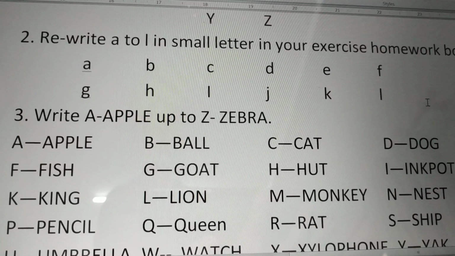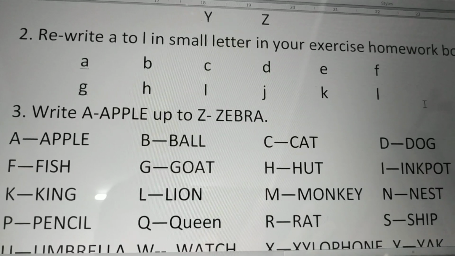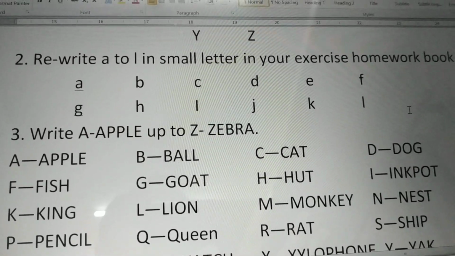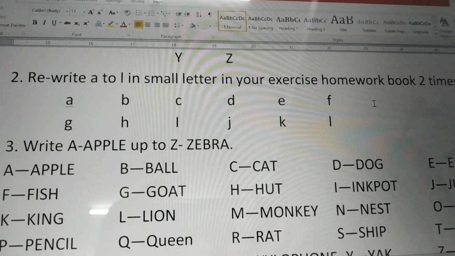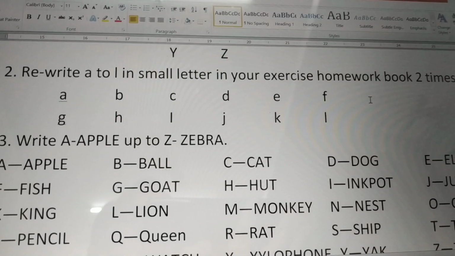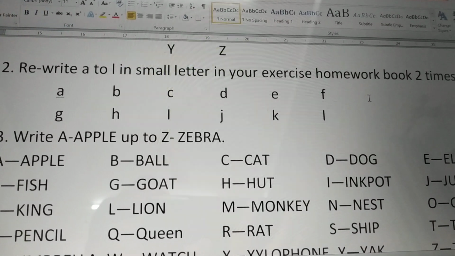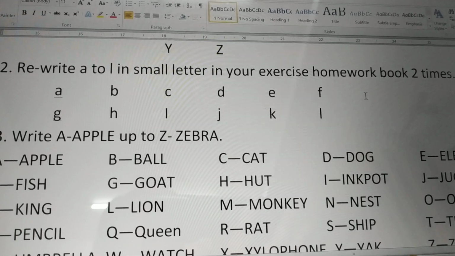Then question number 2, rewrite A to L in small letters in your exercise book 2 times. Rewrite A to L in small letters in your exercise book 2 times.